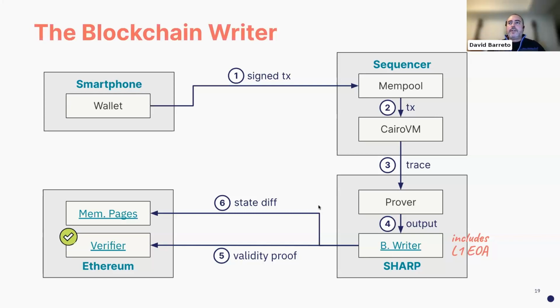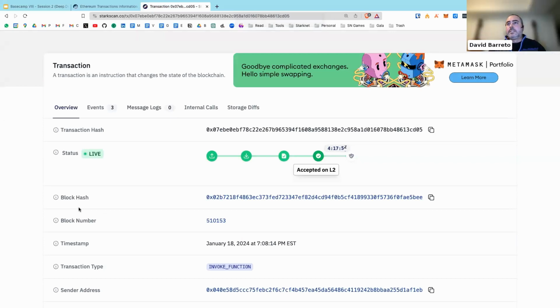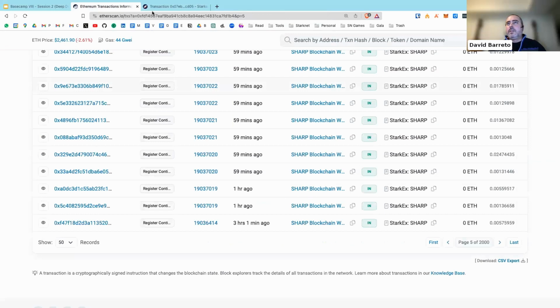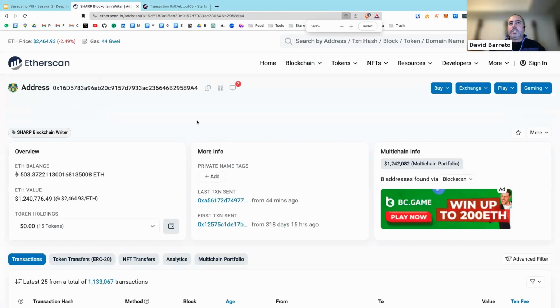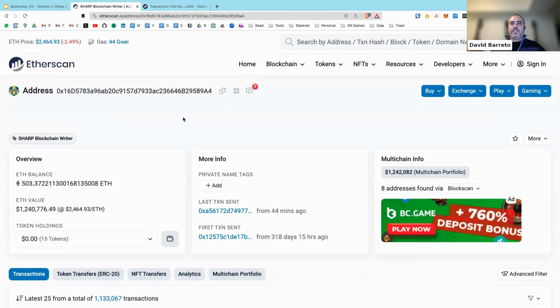So I want to show you the blockchain writer, because when you go, for example, to the memory pages that I have open here, you should be able to see who is sending. Okay, let me open one transaction. This is from the memory pages smart contract. And you can see that it's coming from the Sharp blockchain writer. So this is the EOA that exists within Sharp and is in charge of all these transactions. And you can see that it has a lot of money, so Sharp doesn't run out of money to pay for gas fees on layer one. And it's a lot of money that Sharp pays to Ethereum for DA in particular.